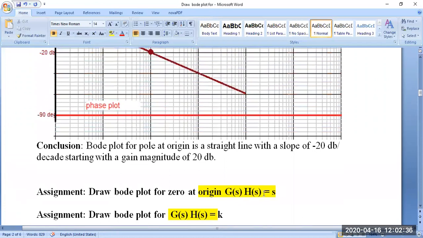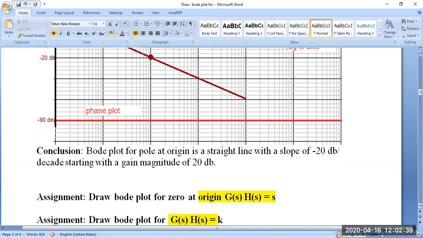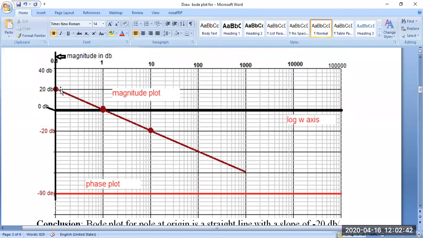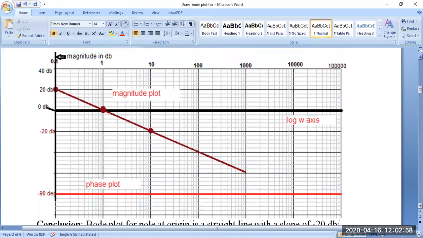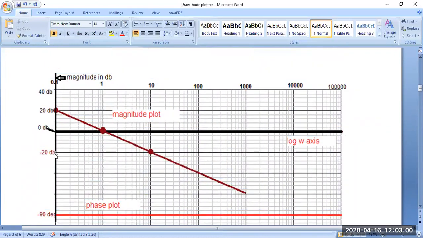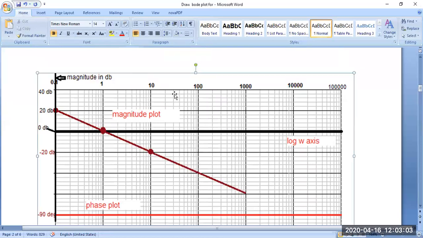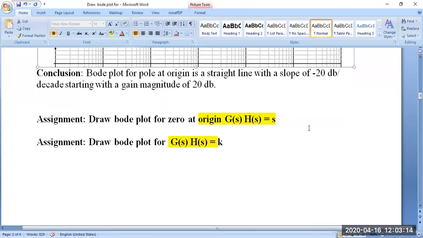See here, now s is there. For 1 upon s, for a pole, you know the plot is minus 20 dB per decade starting from plus 20 dB. Now what will happen? I will just give you a hint. For s, for a zero at origin, there will be a positive slope, not a negative slope. So the slope will increase with plus 20 dB per decade. And the angle will not be negative, the angle will be positive. This is a hint. You have to draw the graph and submit it to me.